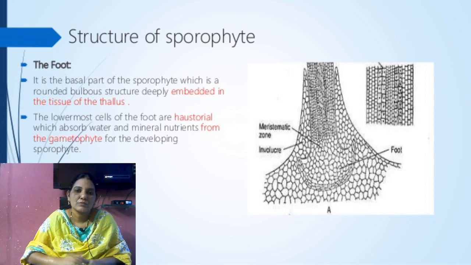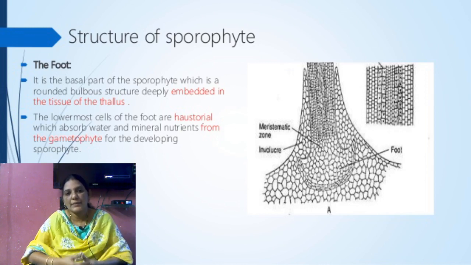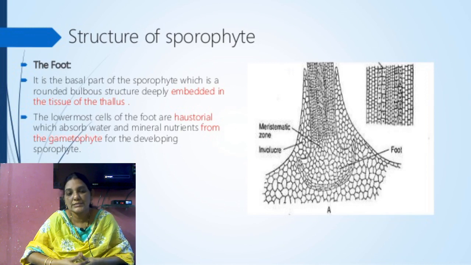The function of the columella: it transfers water to the capsule, and it gives mechanical support to the capsule. So the columella, made up of parenchyma tissue, is in 16 rows, and it gives mechanical support to the sporophyte and also transfers water to the capsule.